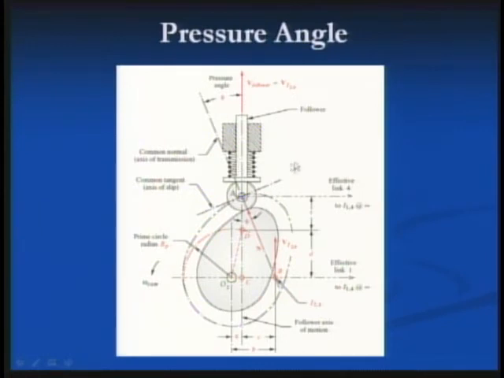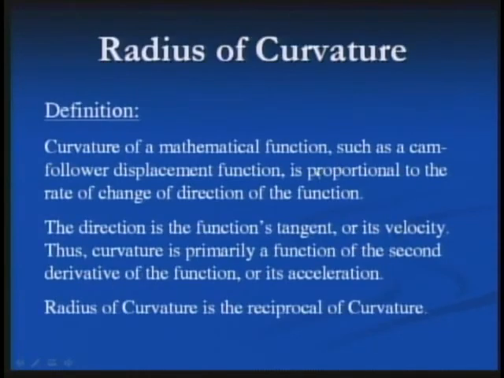So I can define those lines by geometry, trigonometry, and so forth, and determine what this pressure angle phi is. I'm also concerned about something called the radius of curvature. Now, curvature is a property of any mathematical function, and it's a function of virtually all of the aspects of the function itself. That is, the function plus its first and second derivatives, velocity and acceleration. The radius of curvature that we're concerned with is the reciprocal of curvature.